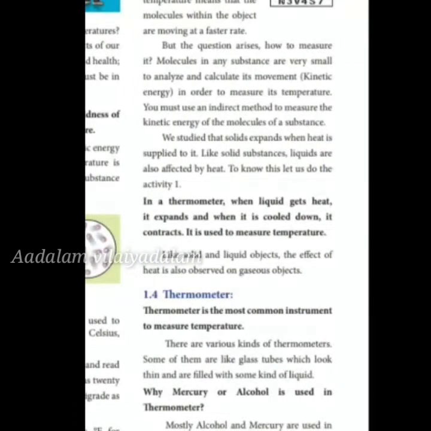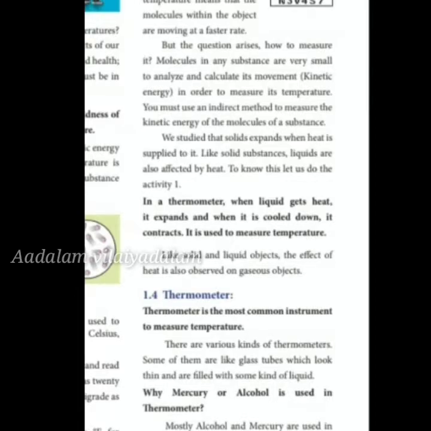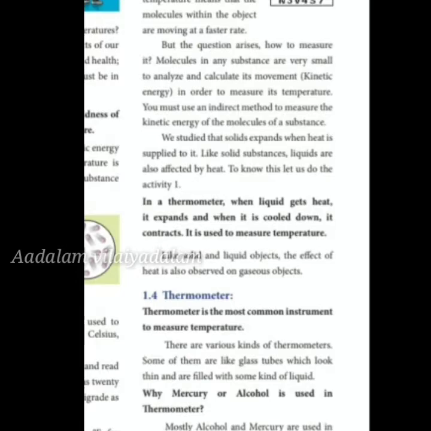The temperature of an object is well approximated with the kinetic energy of the substances, that is the movement of the molecules. How fast they move, they have high temperature. How slow they move, they are normal. But the question arises how to measure it. Molecules in any substance are very small to analyze and calculate their movements in order to measure temperature. You must use an indirect method to measure the kinetic energy of the molecules of a substance.